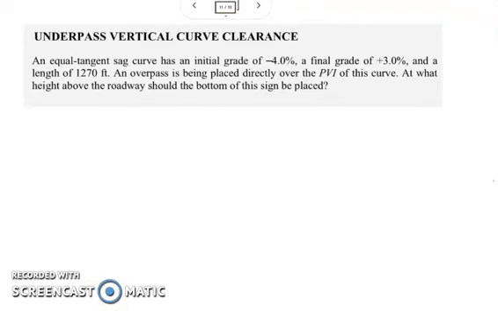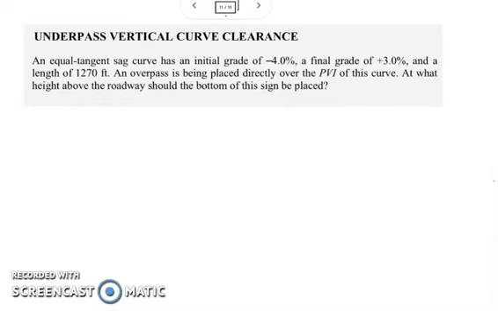Okay, for our problem, an equal tangent sag curve has an initial grade of -4% and a final grade of +3%, and a length of 1,270 feet. An overpass is being placed directly over the PVI of this curve. At what height above the roadway should the bottom of this sign be placed? For this one, we are going to compute the necessary clearance height based on stopping sight distance.